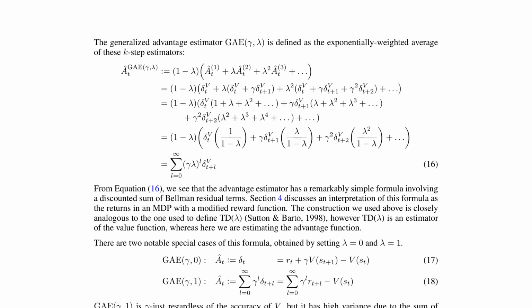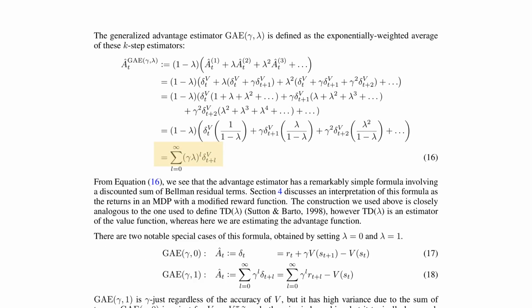Equations 11 through 14 showed us different ways to estimate advantage by looking different distances into the future. But GAE in equation 16 here blends them all together. The final estimate is a weighted sum of future delta values. Delta now plus a smaller amount of delta one step from now, plus an even smaller amount of 2 steps from now, and so on.